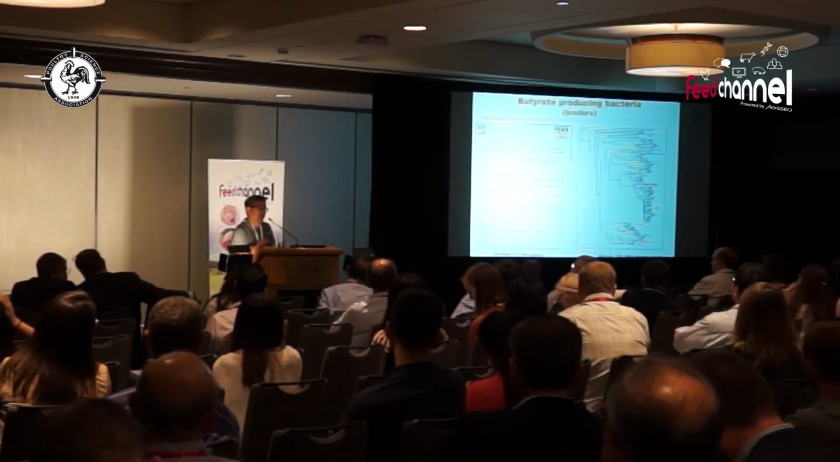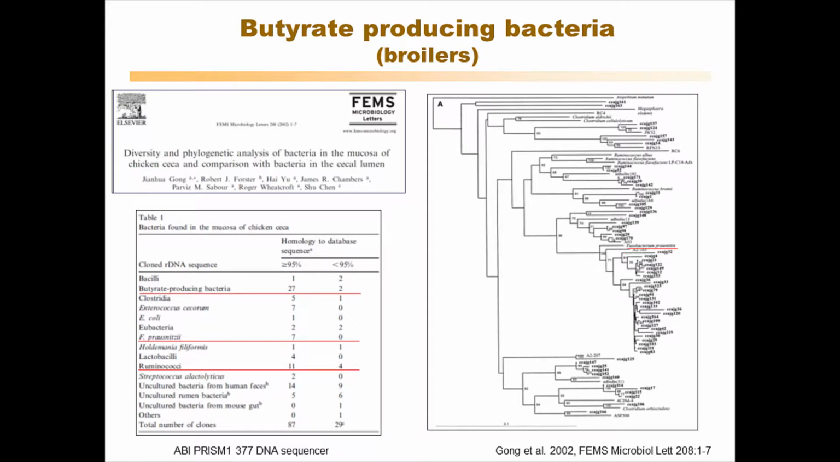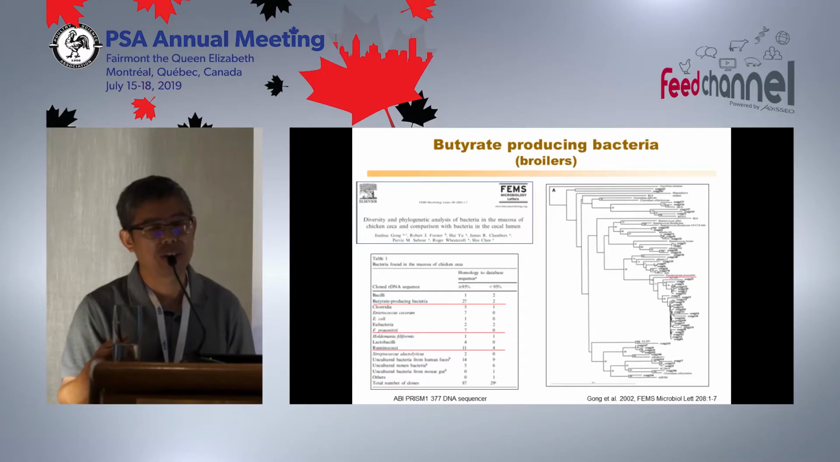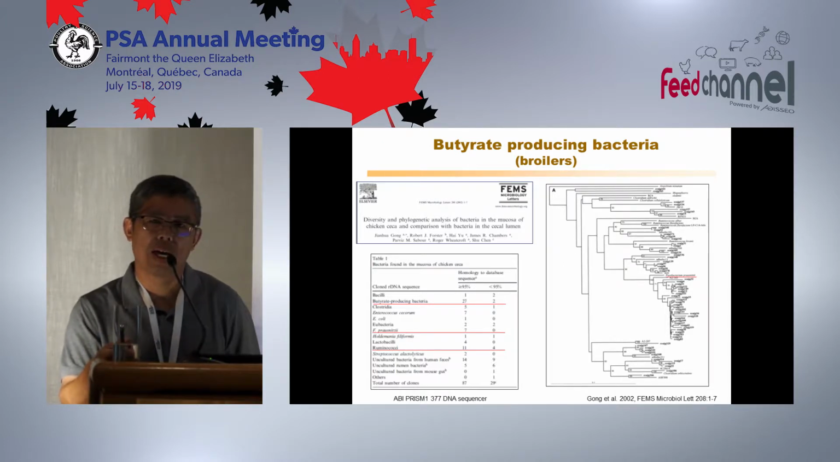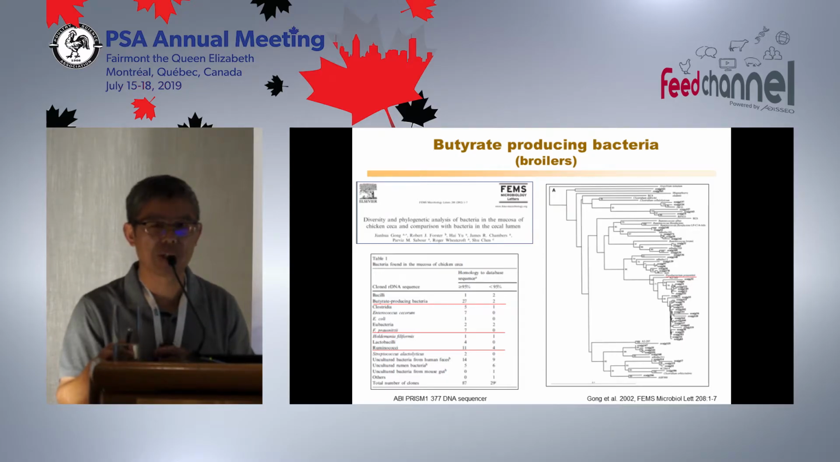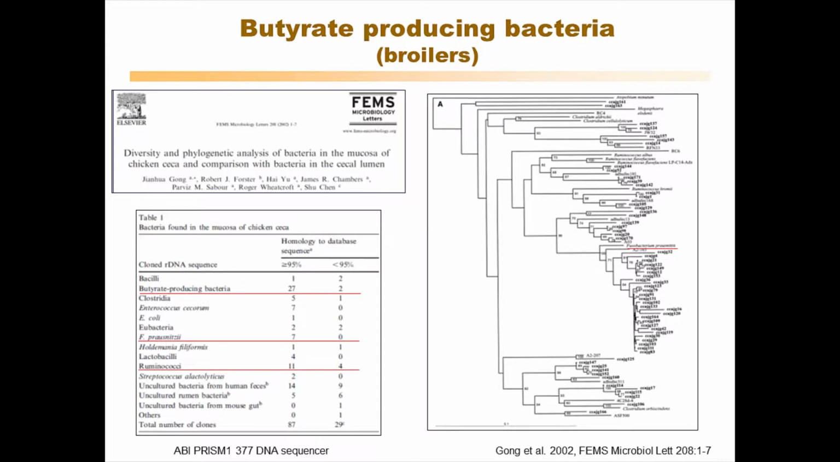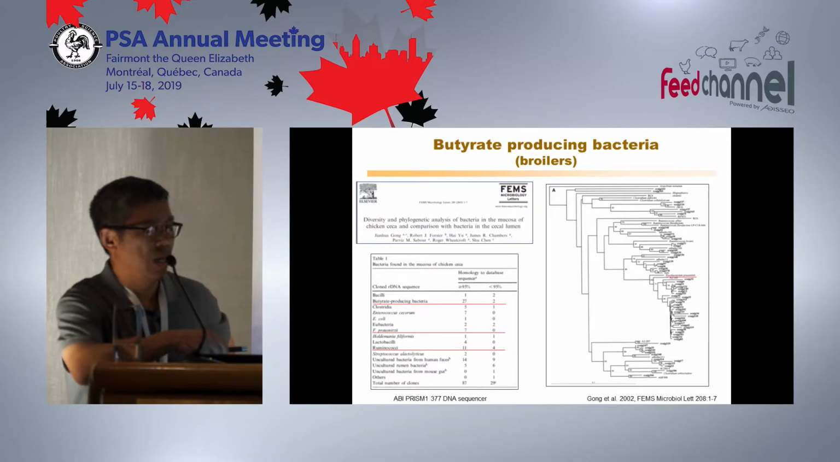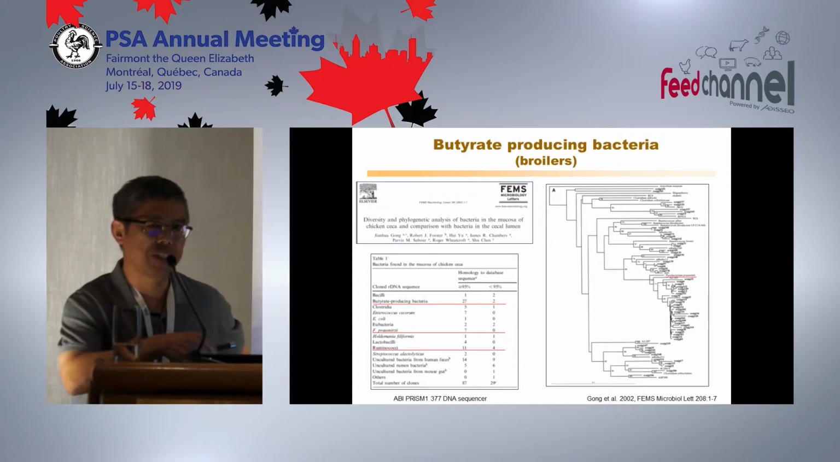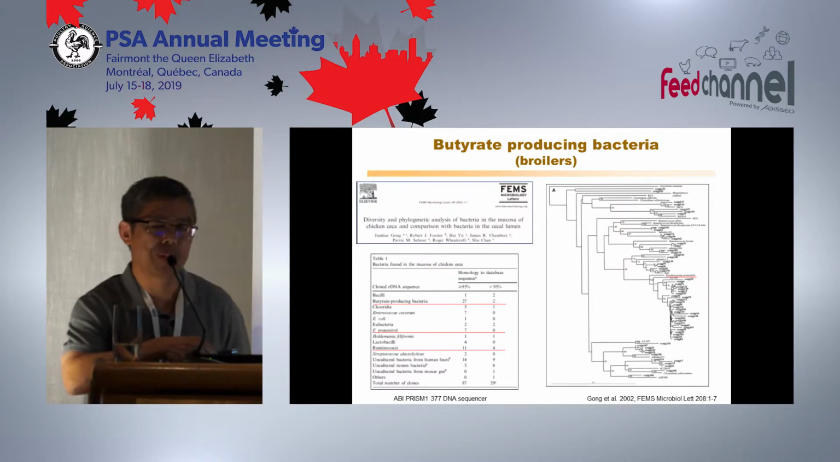And this is our early publication in the early 2000s, when I joined the AFC. That's our first paper. Actually, it's also the first publication using 16S rRNA sequencing to investigate the microbial community structure and composition in broilers, specifically the mucosa-associated bacterial population. As you can tell, the butyrate-producing bacteria are predominant, and also Faecalibacterium prausnitzii, which is also a butyrate-producing bacterium.